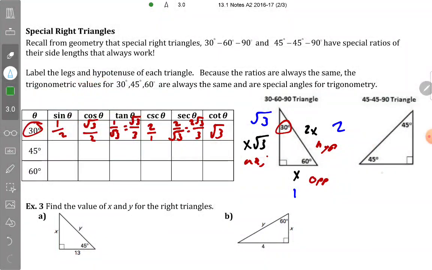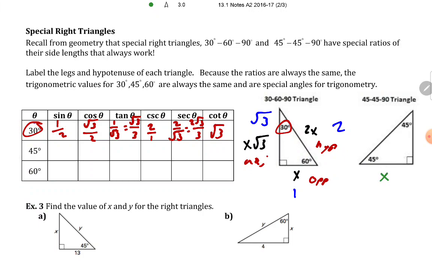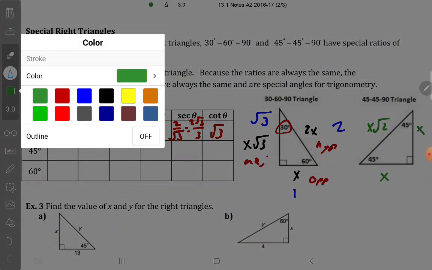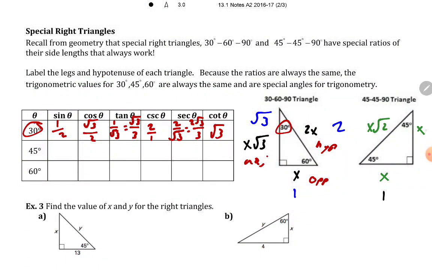Looking at the 45-45 special triangle, remember we have the two legs being the same, and the hypotenuse being the leg times the square root of 2. So if x was 1, we would have 1, 1, and square root of 2.